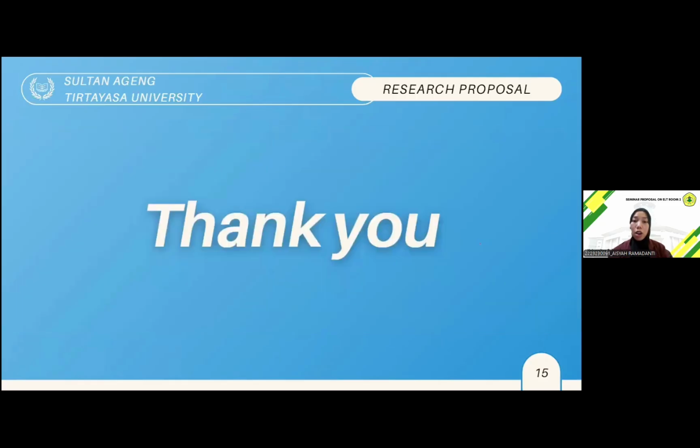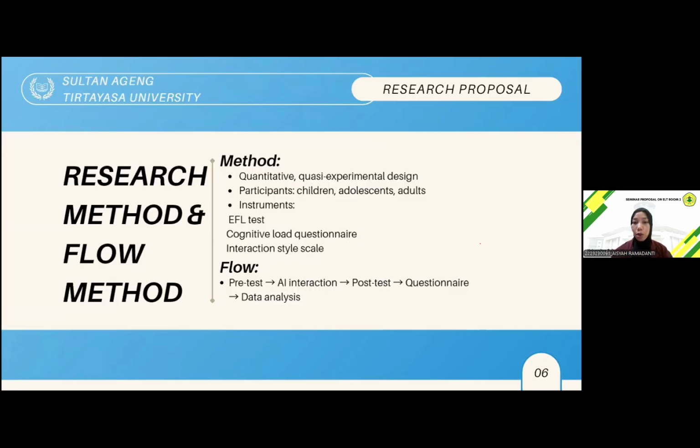In conclusion, this research aims to explore the role of AI in language learning, especially for young learners. It focuses on how AI affects cognitive load and psycholinguistic process. Hopefully, this study can provide a better understanding of whether AI is truly effective or improvements are needed, especially in terms of emotional interaction and learning design. In the future, this research may also help educators design more balanced learning environments that combine technology with human interaction.